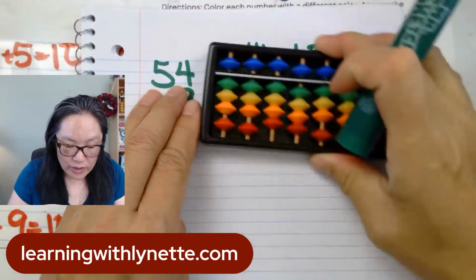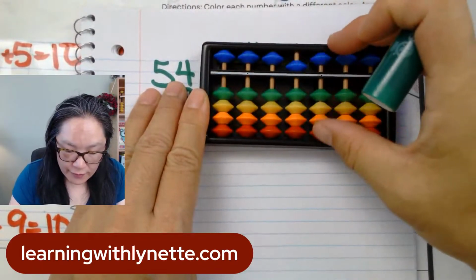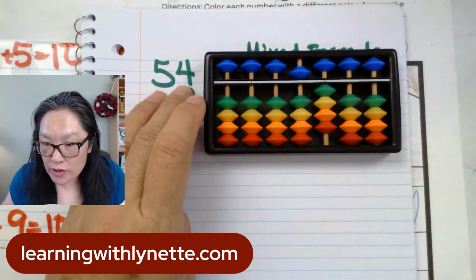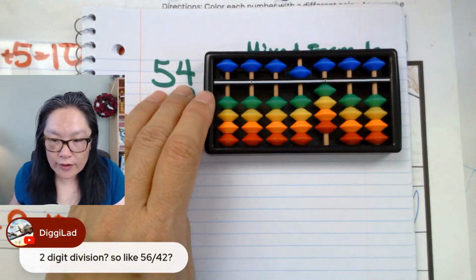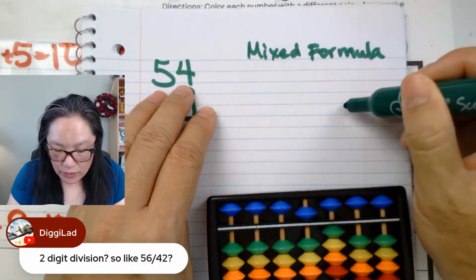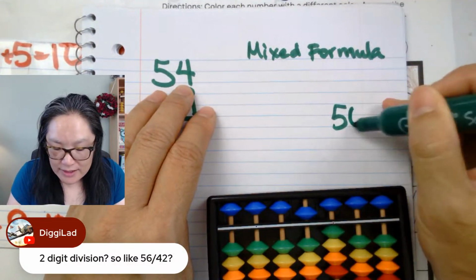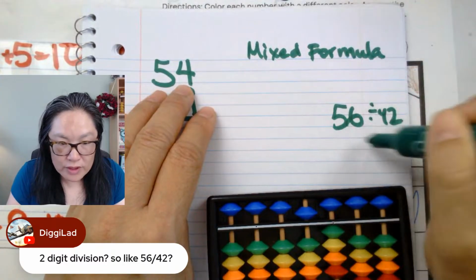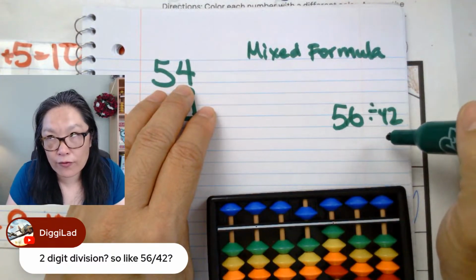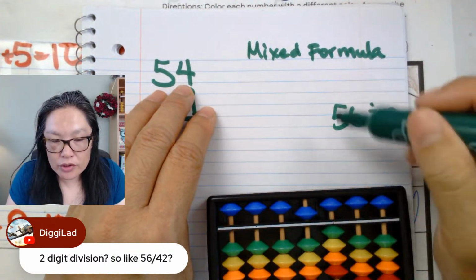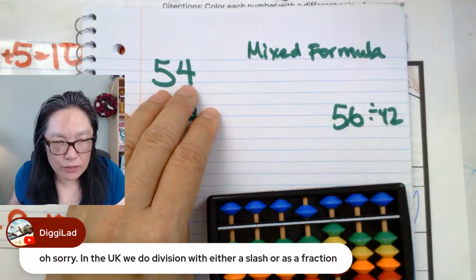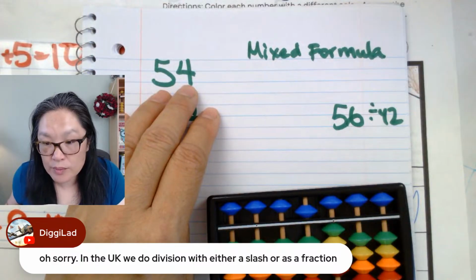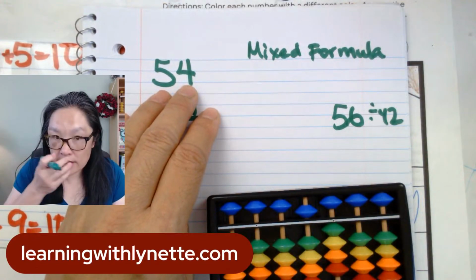We have 54. Sorry, division is either a slash or a fraction. No, you're fine. But 56 divided by 42 would not zero out. It would give me a remainder. So I would change that a little bit. We could do it, but I might get a remainder, and I don't know that specific question. I like to make sure that it all zeroes out.